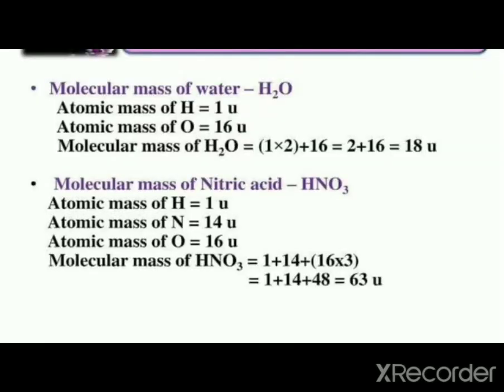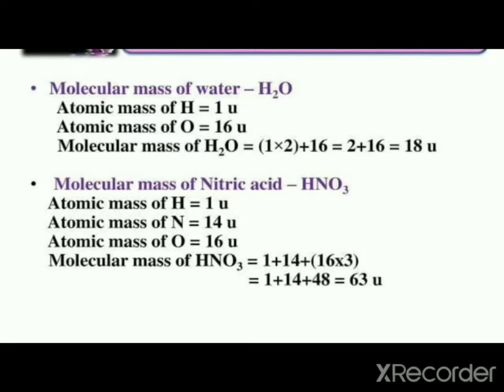What is meant by molecular mass? It is the mass of one molecule of any substance. How can you calculate the molecular mass? By taking the sum of the atomic masses of all the elements present in a molecule. For example, consider water. How can you calculate the molecular mass of water? That is the mass of one molecule of water. For that, add the atomic masses of hydrogen and oxygen. It will be equal to 1 into 2 plus 16, that gives you 18 U. Molecular mass is expressed in unified mass units, U.